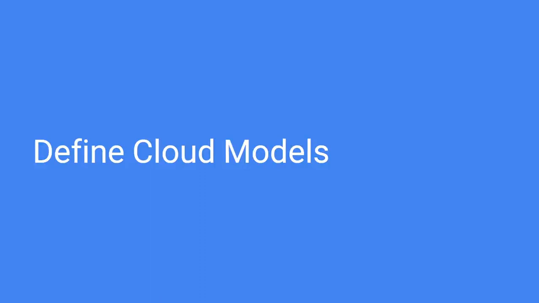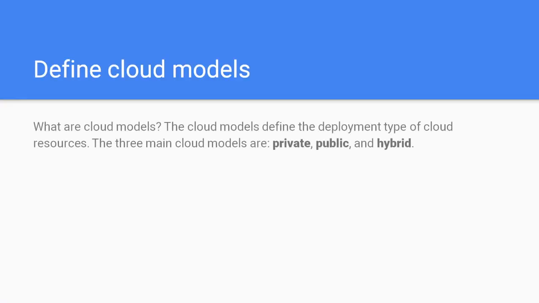Define cloud models. What are cloud models? The cloud models define the deployment type of cloud resources. The three main cloud models are private, public, and hybrid. Let's start with the private cloud.